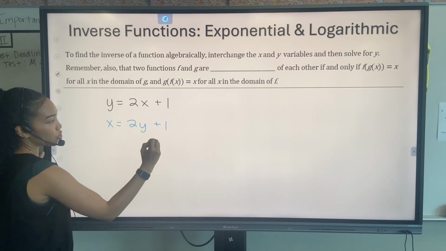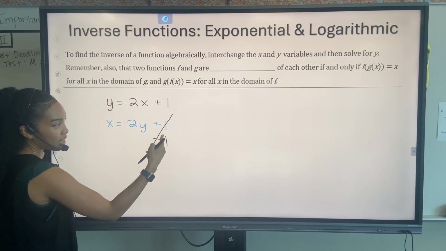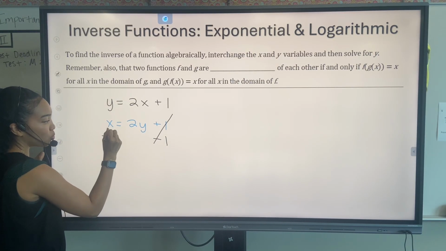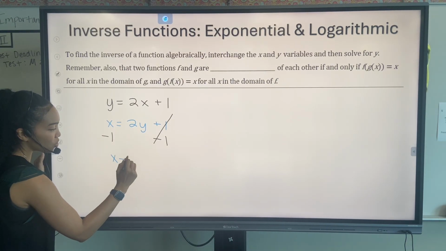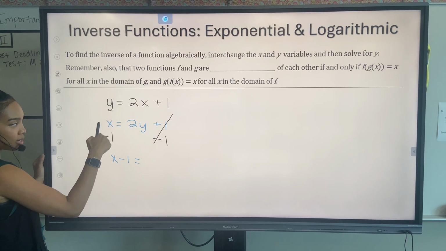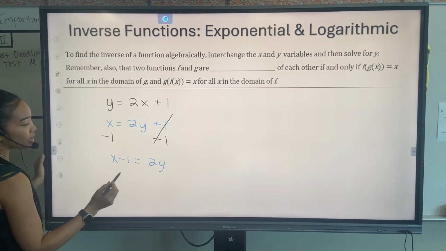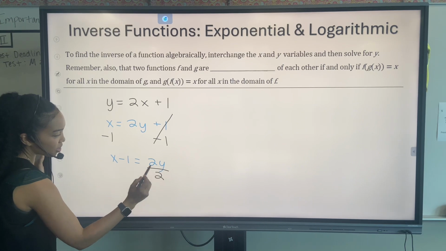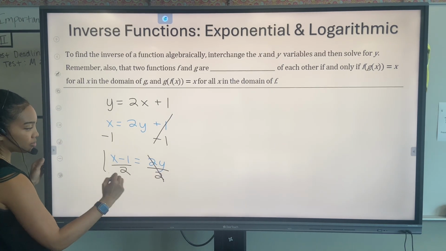So you should subtract 1. So that 1 minus 1, that's 0. They cancel out. And you're going to subtract 1 from this side. So we are left with x minus 1 on this side equals 2y. Next, we're going to divide both sides by 2. And that's your inverse.